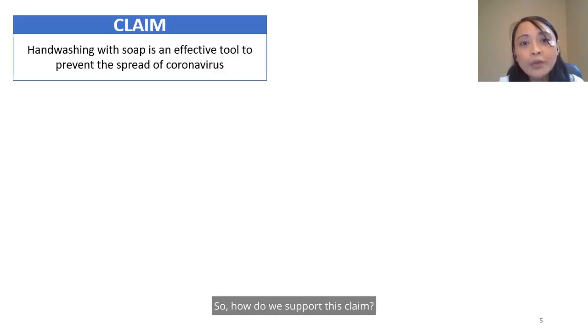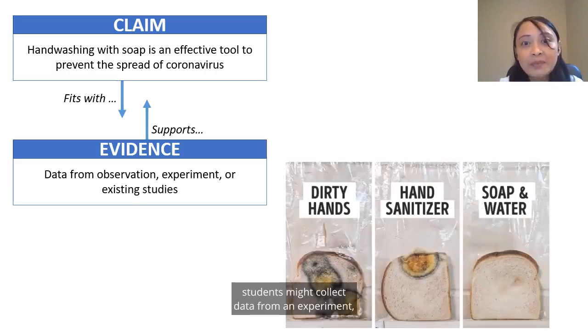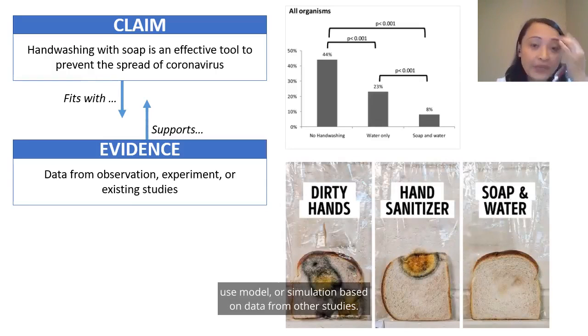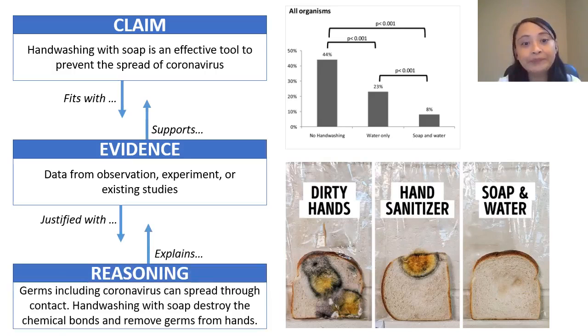So, how do we support this claim? Obviously, we need evidence. In the science classroom, students might collect data from an experiment, or use a model or simulation based on data from other studies. Now that they have adequate data to support their claim, they need to explain why the evidence supports the claim and why the evidence should count as support for the claim. Here comes the reasoning part. So basically, scientific explanation can be divided into three important components: claim, evidence, and reasoning.